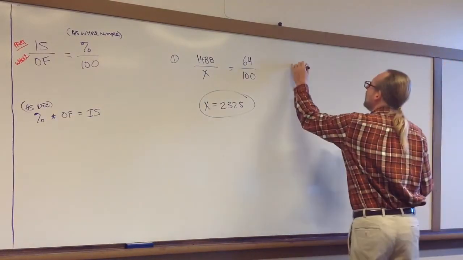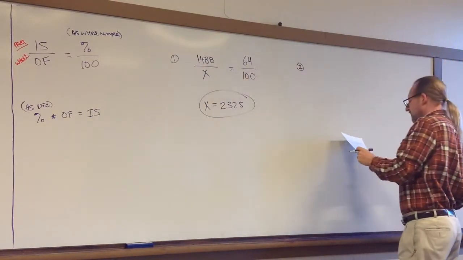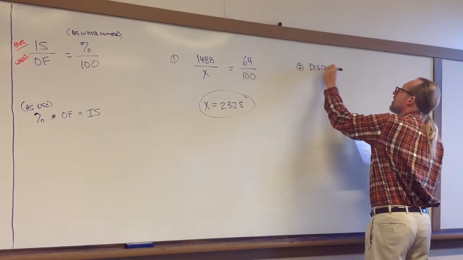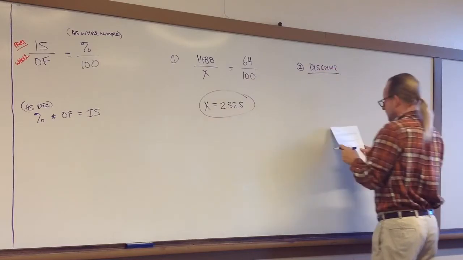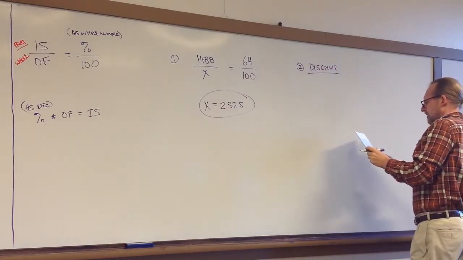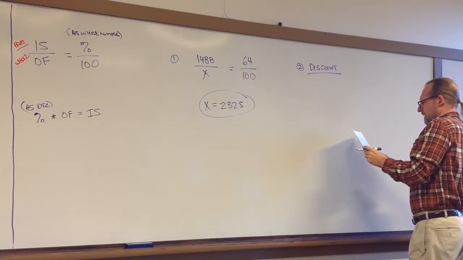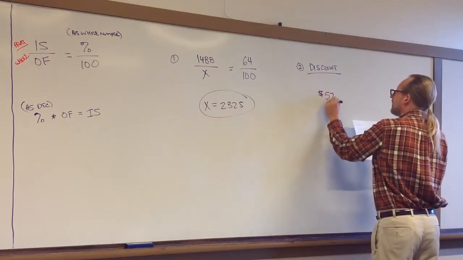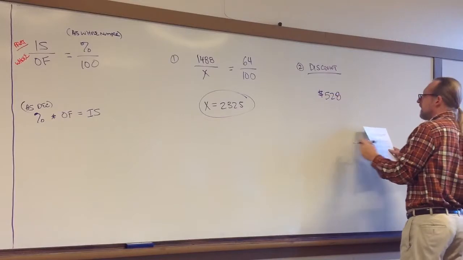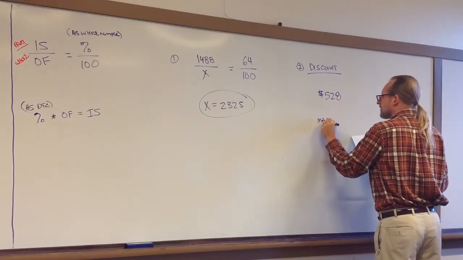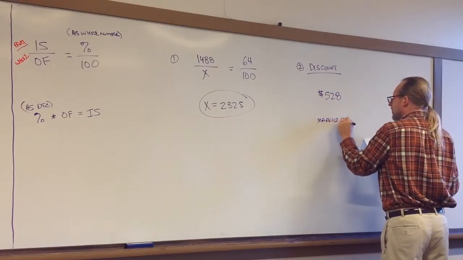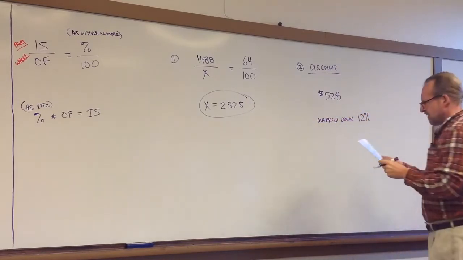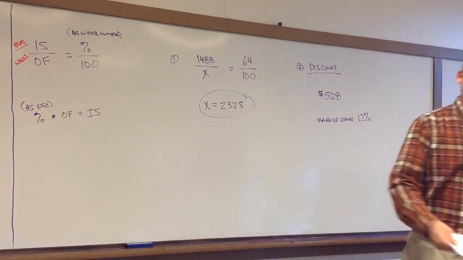Problem 2. This is a discount problem, okay? And these are a little bit tricky, so let's talk about this. So the computer is advertised at a price of $528, marked down 12% from the original price. What was the original price?